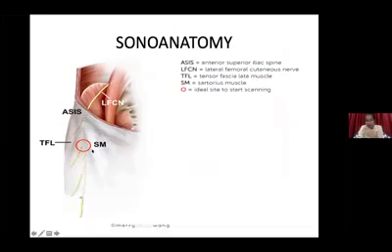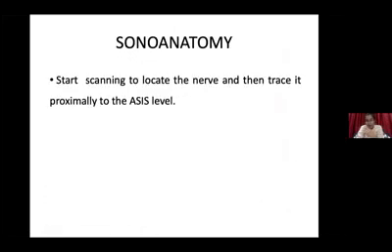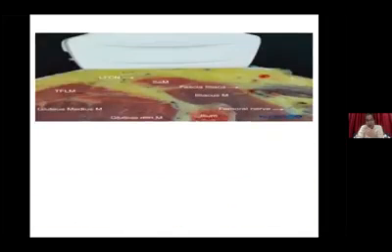Now, coming to sonoanatomy, it is important that I know where I should start my scanning. The ideal site to start scanning is in between the sartorius muscle and the tensor fascia lata, and from there, I go proximally to the ASIS level. So it is important that I start distally and proceed proximally. When I place my probe, I have to localize this small nerve. Therefore, it is important to correlate my anatomy with the sonoanatomy.